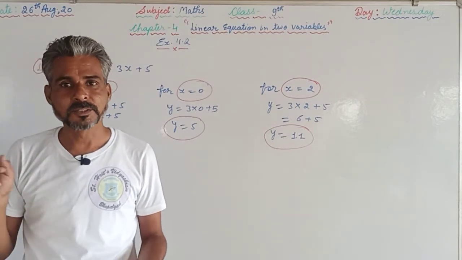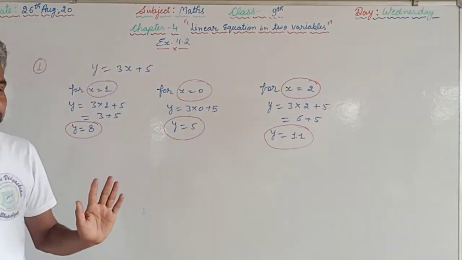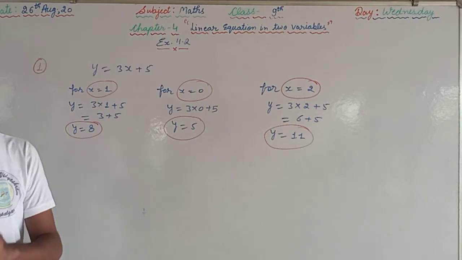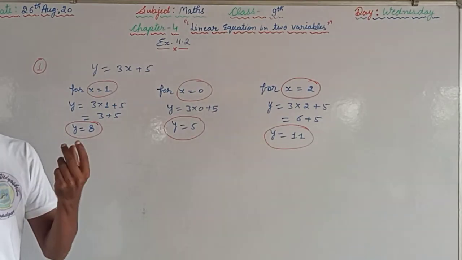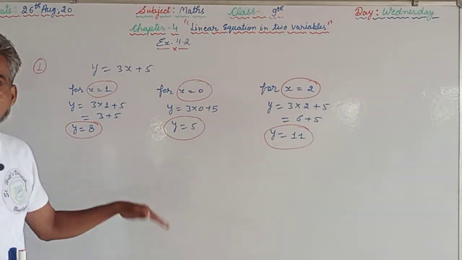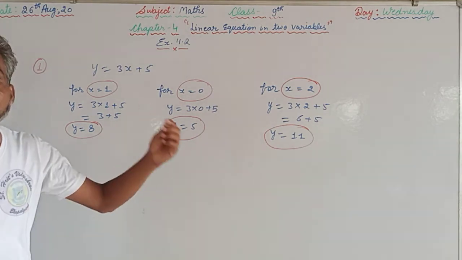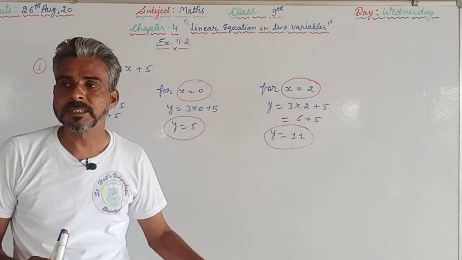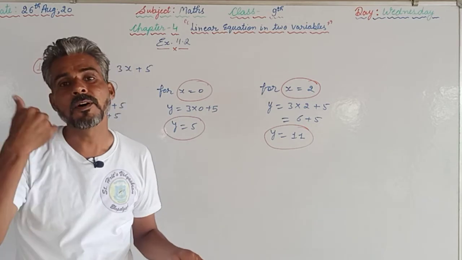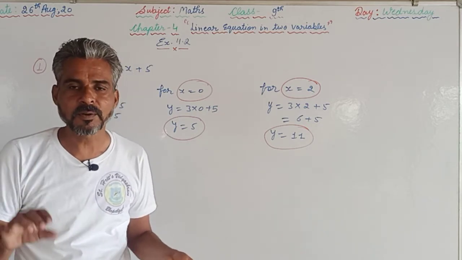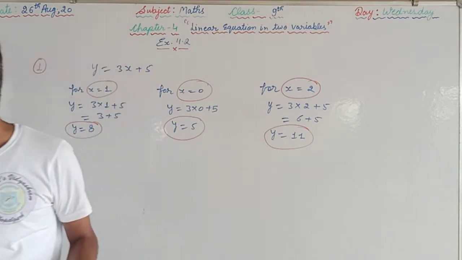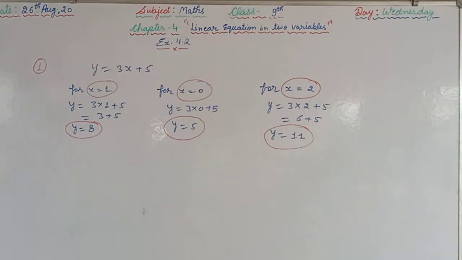So the first option, unique solution, means there will be only one value, that is false. The second one, there will be two solutions, means there will be two values, that is also wrong. We can have infinite number of solutions, means for every value of x there will be a different value of y. So like this we can proceed with such type of questions.